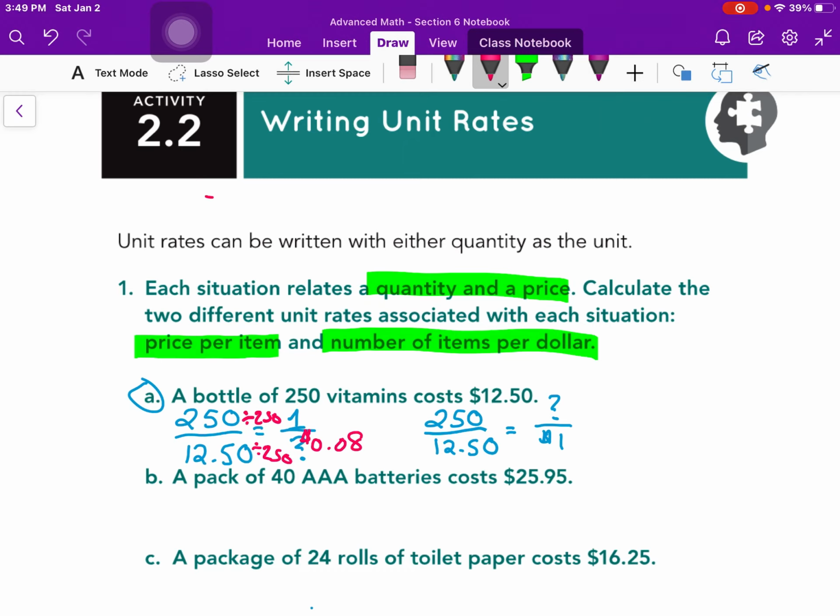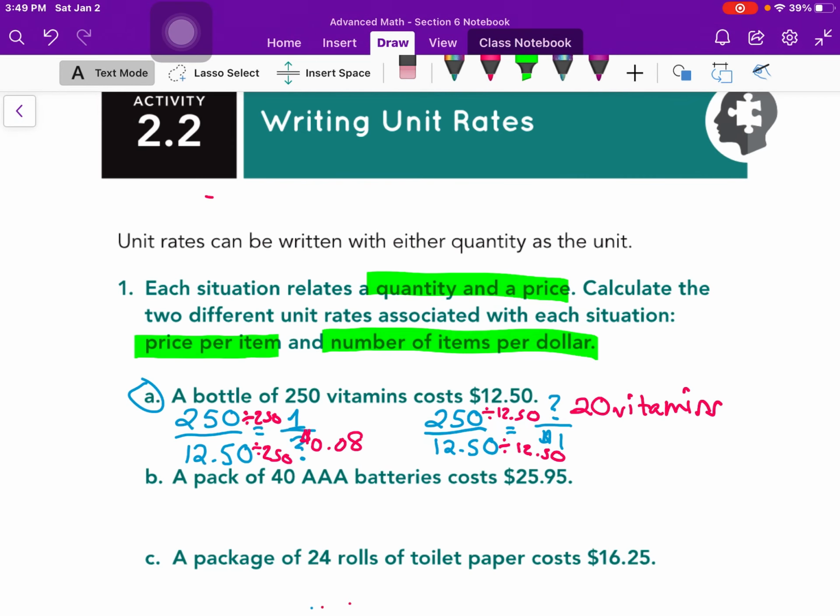With the other one, 250 vitamins for $12.50. How many vitamins can you get for $1? Well, for this one, to scale down, we would divide by 12.50. So we divide this by 12.50. And if you punch that into your calculator, 250 divided by 12.50 is 20, I believe. So I can get 20 vitamins for $1, or I can get one vitamin for 8 cents. I've calculated the unit rate.